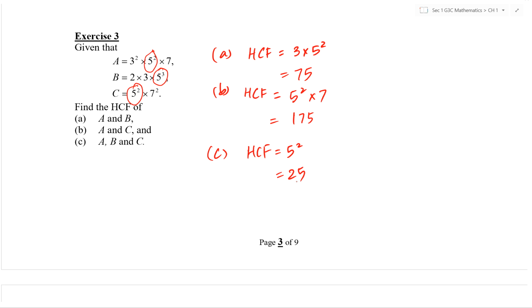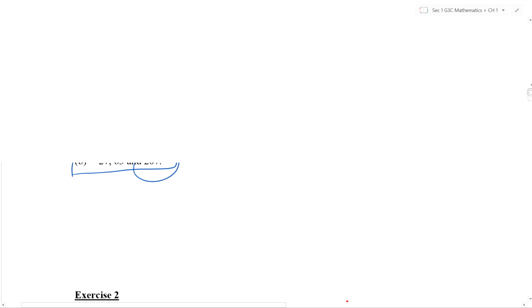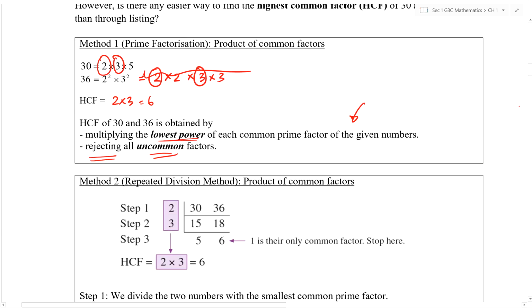Exercise 1 is it? I'll show you another method. Okay, so now, are we familiar with method 1, prime factorization? Remember we said there were two methods, right? That was prime factorization. Now I'll show you the other method, which is known as repeated division. Then you choose whichever you prefer, okay?